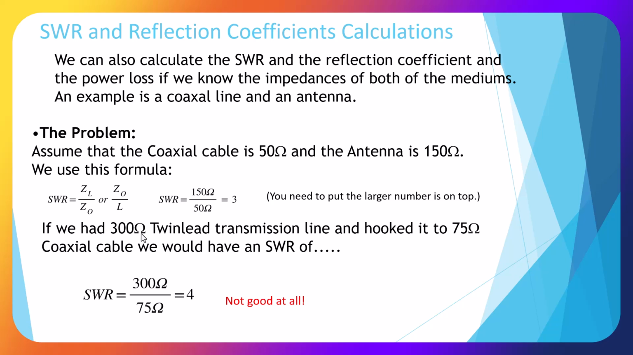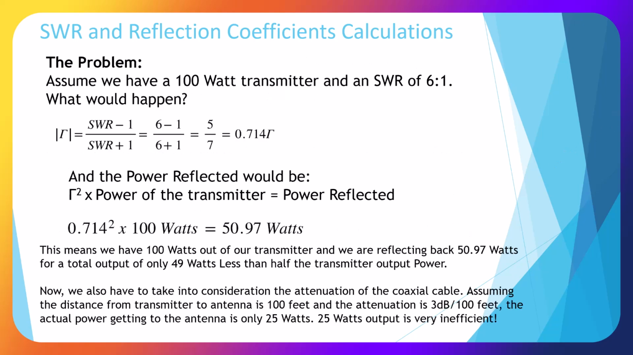So if we have a 300 ohm twin lead transmission line and hooked it up to a 75 ohm coaxial cable, we'd have an SWR of 4, and this is not good at all. Okay, let's do another problem.